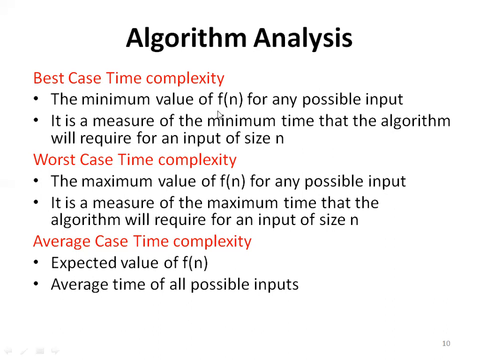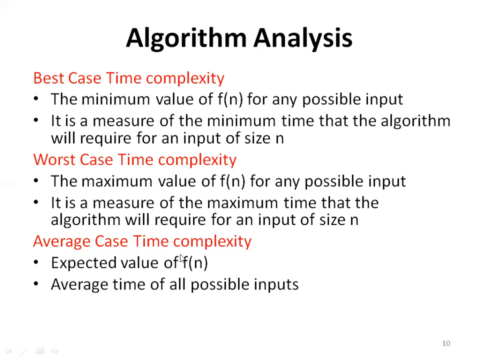And if we represent that in function, it is the minimum value of the function f(n) for any possible input size. This is best case time complexity. It is the minimum time required by an algorithm to complete its execution for an input size n. And worst case time complexity is the maximum value of the time that the algorithm will take to complete its execution, and it is the upper bound. Best case is the lower bound, and worst case is the upper bound. And we can find the maximum value of this function f(n), that is the worst case time complexity.